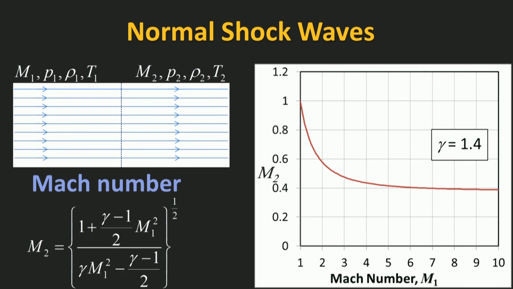You can see that the Mach number downstream of a normal shock wave drops rapidly at first as the Mach number increases, but when we get to hypersonic Mach numbers, above Mach 5, the Mach number downstream of the shock is around 0.4. At very high Mach numbers, for a calorically perfect gas, the Mach number downstream of the shock asymptotes to a constant value. For gamma equals 1.4, this value is just under 0.38.